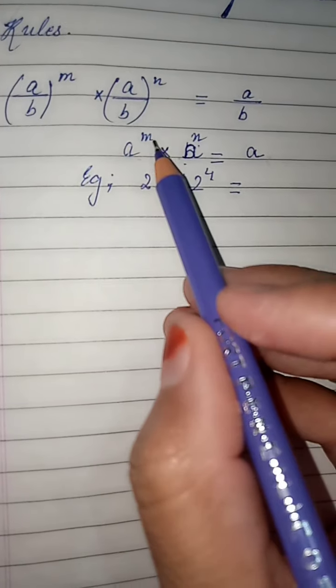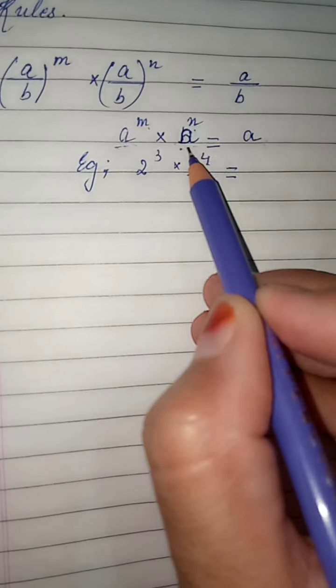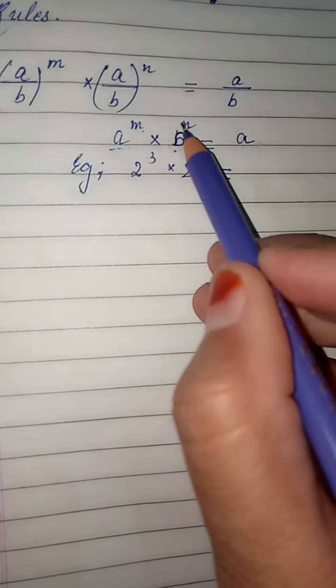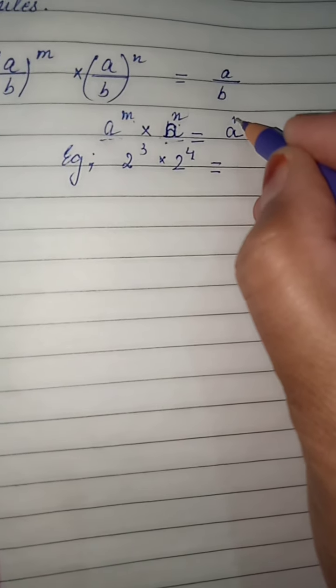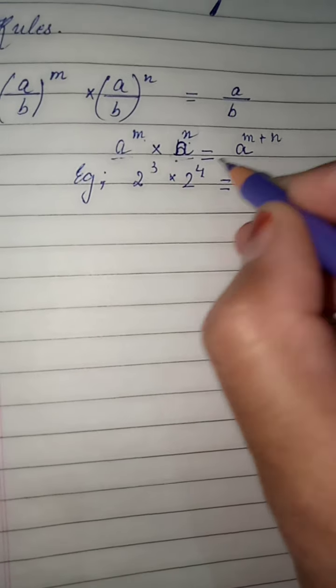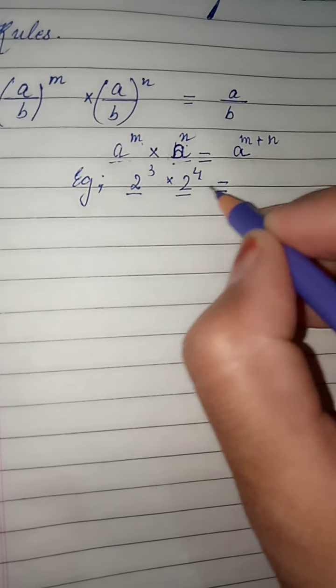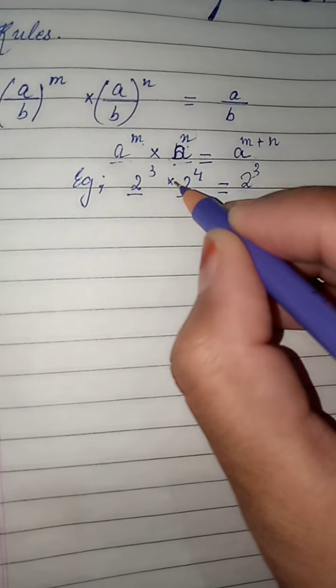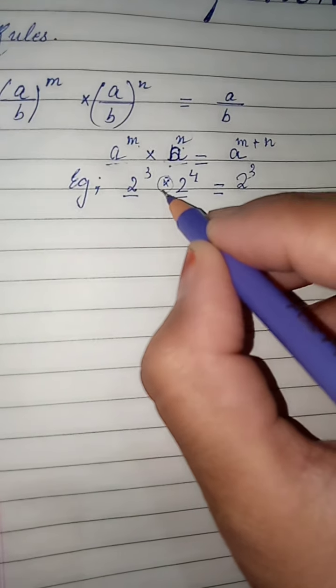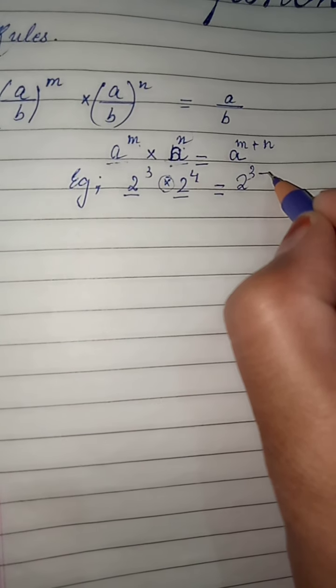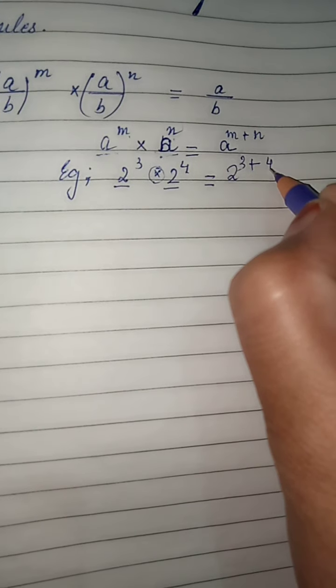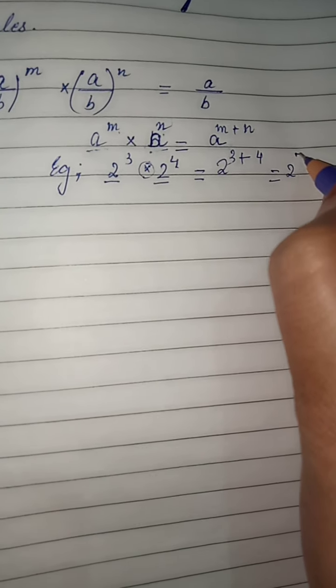So see, if we have the same base, what we'll do, we'll add up the power. Okay, so this is m to the power n. Similarly here, 2 to the power 3. Here we have to multiply. If we are multiplying, then only we will add it. So it becomes 2 to the power 7.